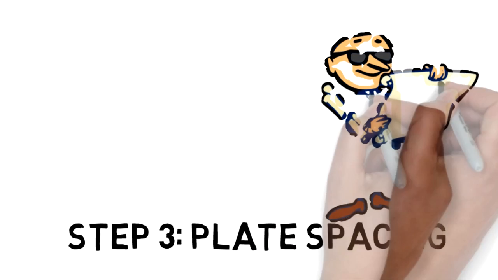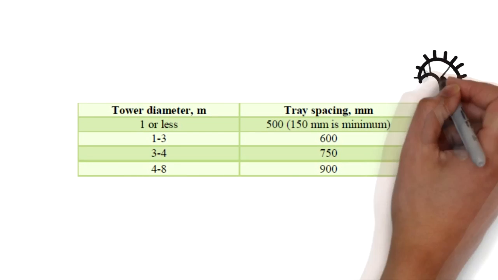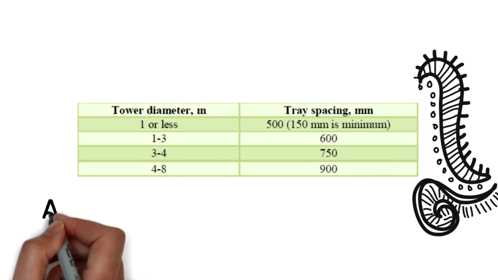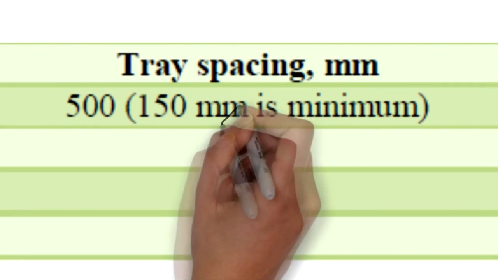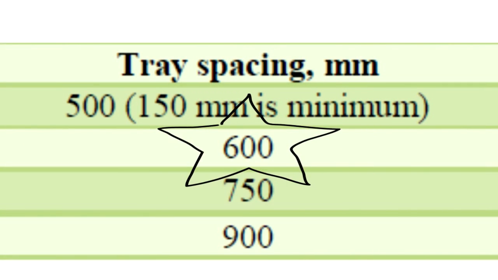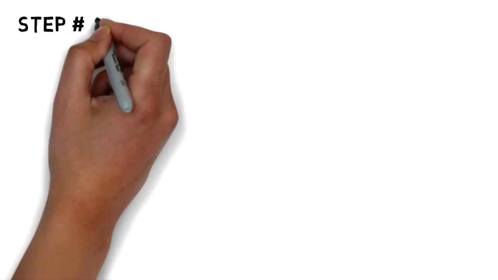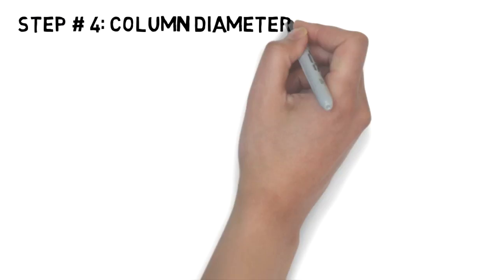Step 3, we select the trial spacing. For this step, we use this table. Initially, we assume that the tower diameter is greater than 1 meter. Thus, we get tray spacing equal to 600 millimeters. Step 4, determining the column diameter.